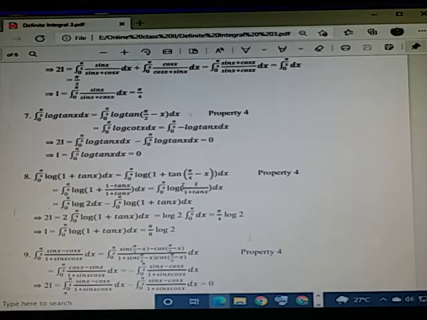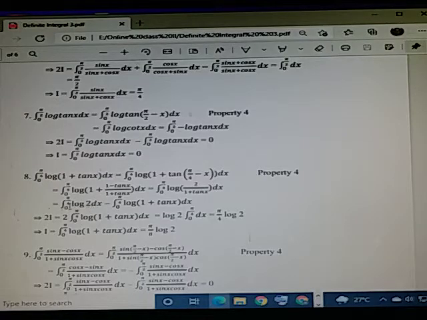Then by the property log of a by b is log a minus log b, we are using this. Our limits are the same, everything is the same, only the function is different. So in place of log of a by b, we write log a minus log b, that is log 2 minus log of 1 plus tan x. There is no change in limit or variable. This log 2 is a constant, so we take log 2 out, and the integration of dx is x.